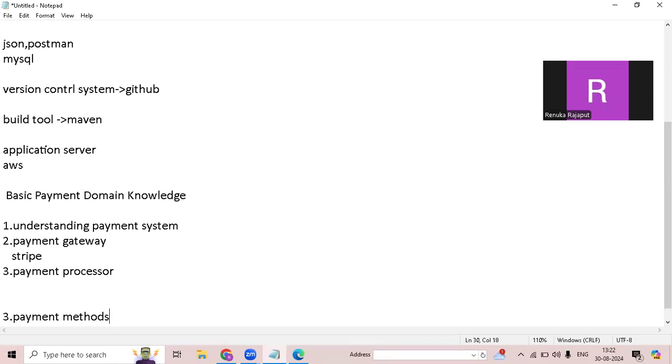Payment methods. So payment methods is a very important part of the payment system. So customer may use various payment methods including debit or credit cards, bank transfer or digital wallets or alternate payment methods, APMs, or pay later services. So in payment methods we have so many methods.